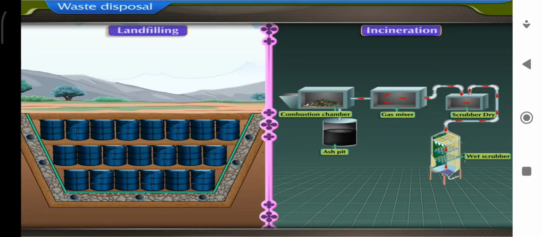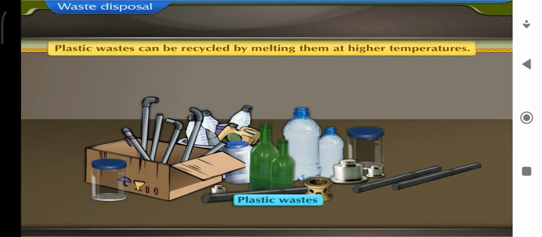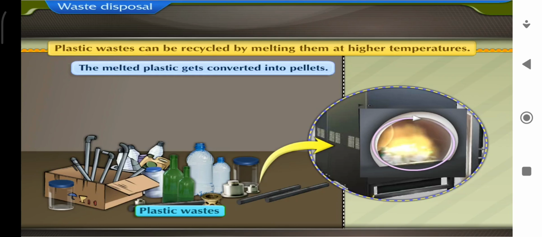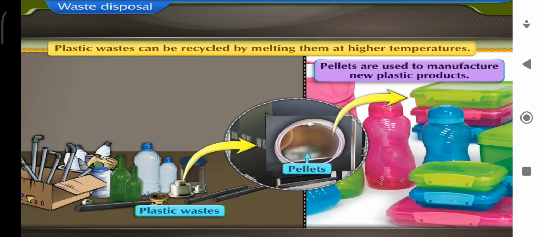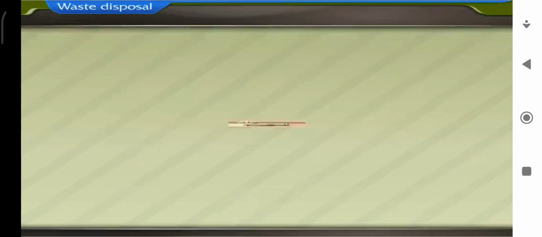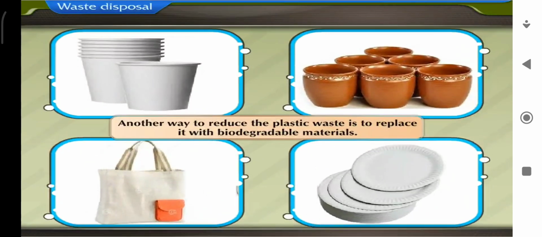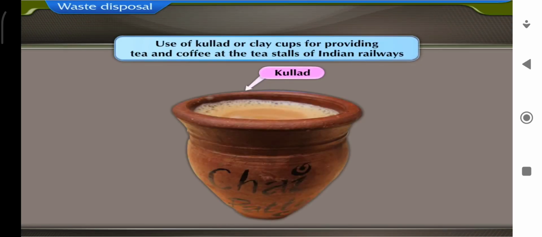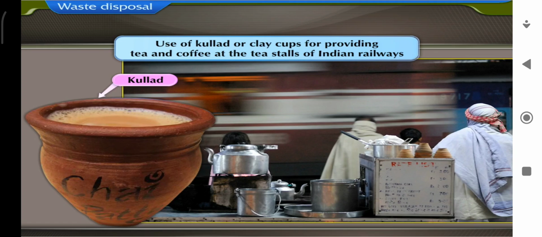These methods prevent pollution. Plastic waste can be recycled by melting them at high temperature. The melted plastic gets converted into pellets. These pellets in turn are used to manufacture new plastic products. Another way to reduce the plastic waste is to replace it with biodegradable materials. One instance is the use of kullad or clay cups for providing tea and coffee at tea stalls of Indian Railways.